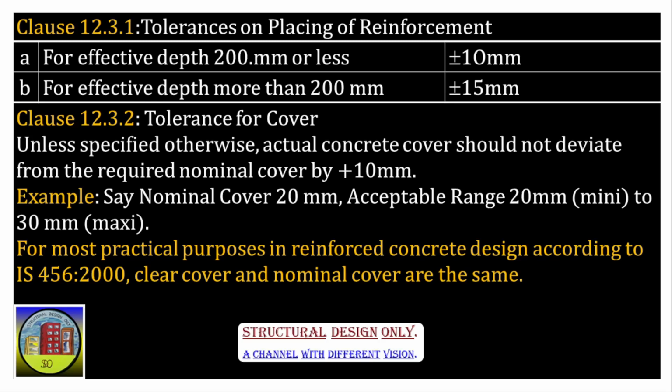Tolerance, positive deviation allowed, up to plus 10 mm from the nominal cover. No negative deviation allowed, the actual cover cannot be less than the designed nominal cover. As an example, say nominal cover equals 20 mm, acceptable range equals 20 mm minimum to 30 mm maximum. Proper cover ensures minimum cover for steel protection against corrosion and fire. Excessive cover increases weight and cost.